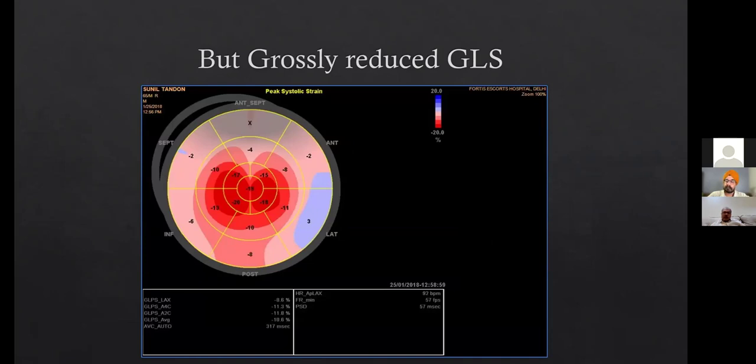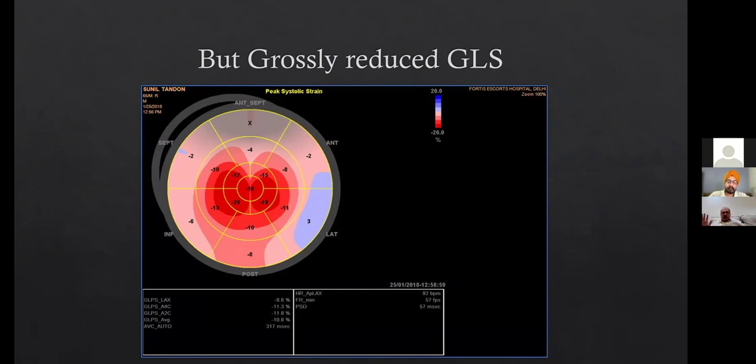protocolized echo, and this is what the GLS shows. Now, what are you dealing with? Cherry on top? Severe aortic stenosis, which you have missed? Amyloid with aortic stenosis, where you know that 1 in 8 patients of severe aortic stenosis have associated amyloidosis. So now you start hunting for an aortic stenosis.